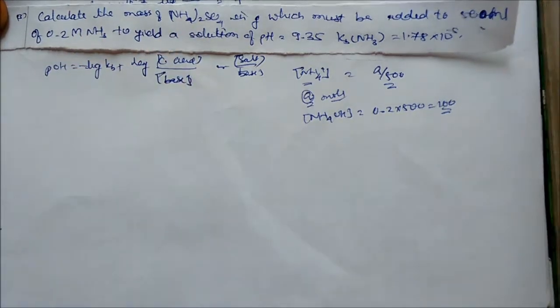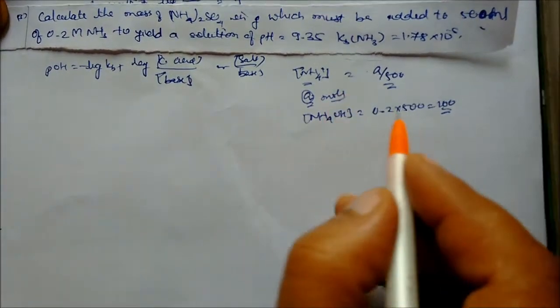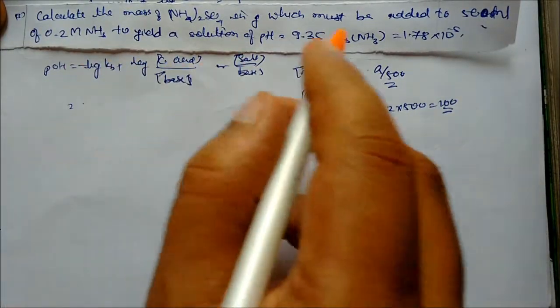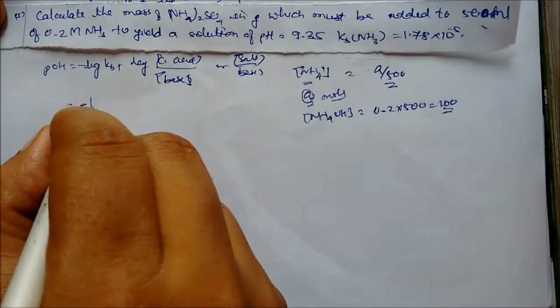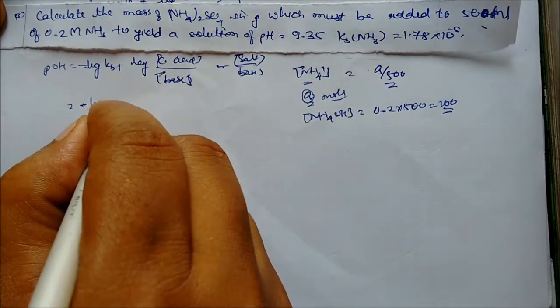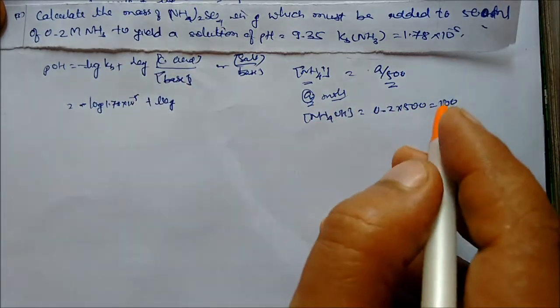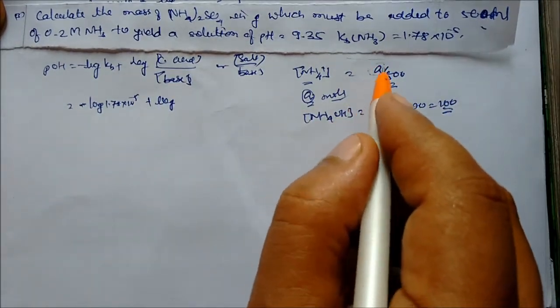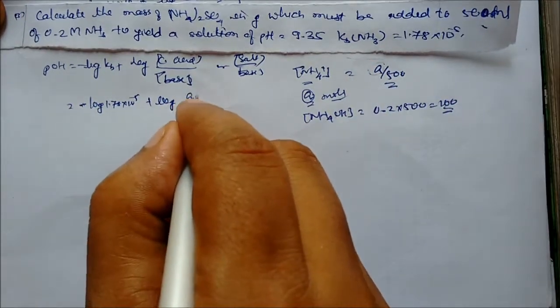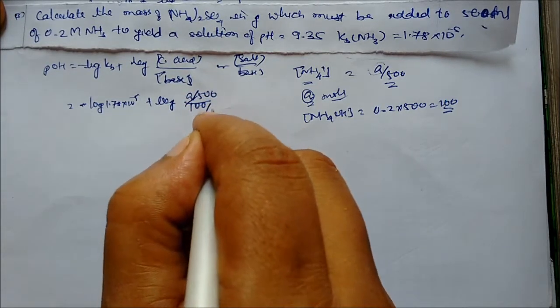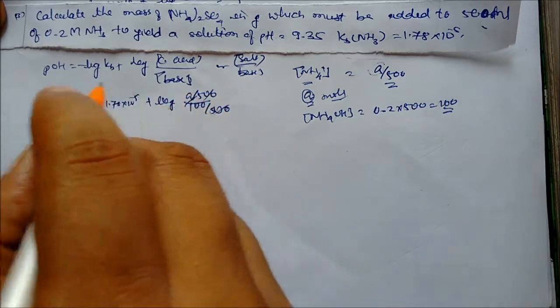So here we will get minus log of Kb, which is given as 1.78 into 10 power minus 5, plus log of the salt over base. Here the volume is the same, so we take only moles. Take the A value and the 100 value, so write A divided by 100 because the volume is the same. If you write 500, no problem, it will ultimately cancel.